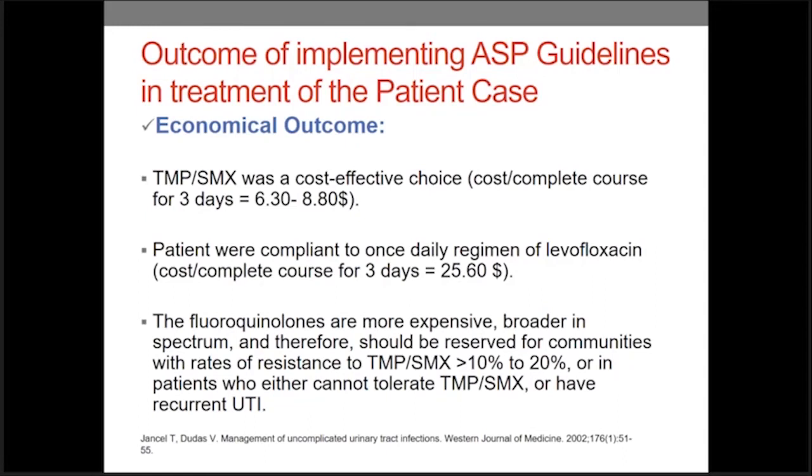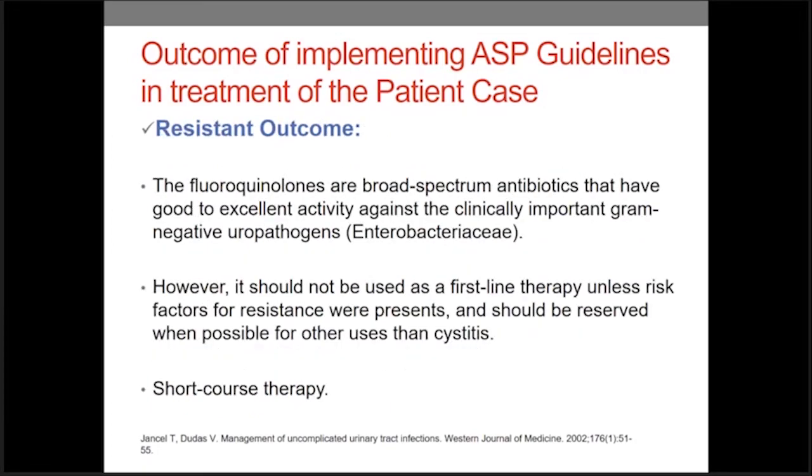UTI. So that leads us to the resistance outcome, which is very important when we're implementing an antibiotic stewardship program. Short duration of therapy is an important factor that we should consider. In fact, she was treated for a short period with Bactrim, but for some reason she didn't improve. But after levofloxacin, she started to improve within 5 days, which is the duration of therapy recommended by the Infectious Diseases Society of America guideline.